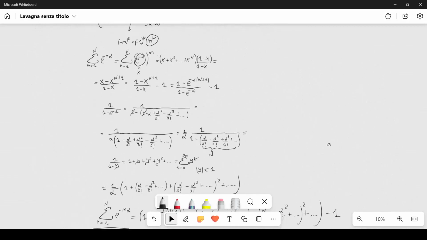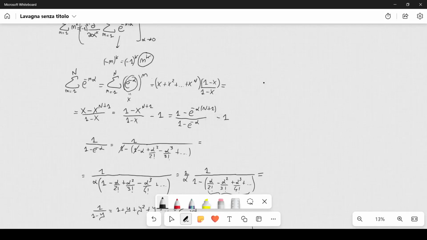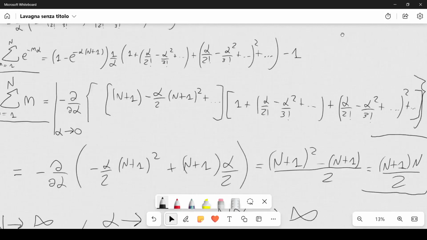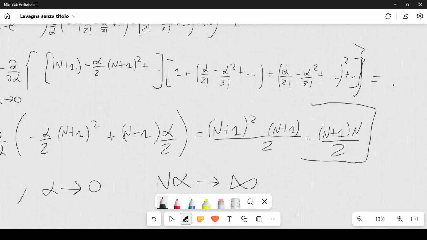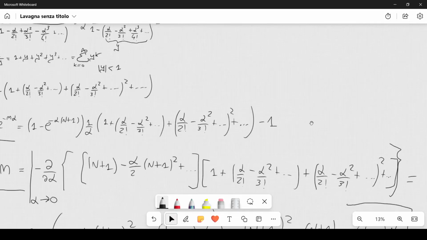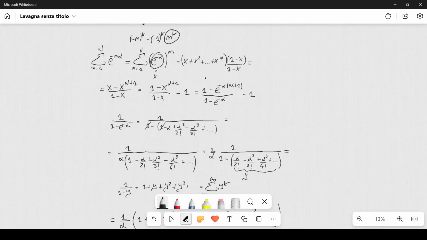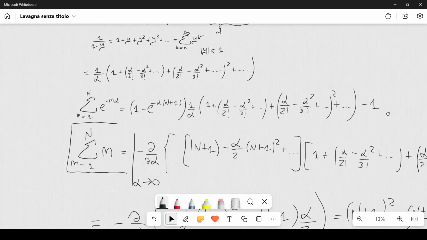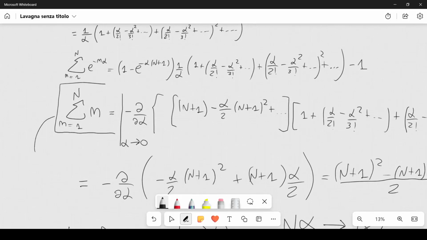Well, because remember our formulas. We started from here to derive this result. Remember that we derived this result, and this was our starting point. But now if n alpha goes to infinity, we can neglect this term in the summation. So in particular, in this case, if we want to calculate something like this, we can neglect this term.